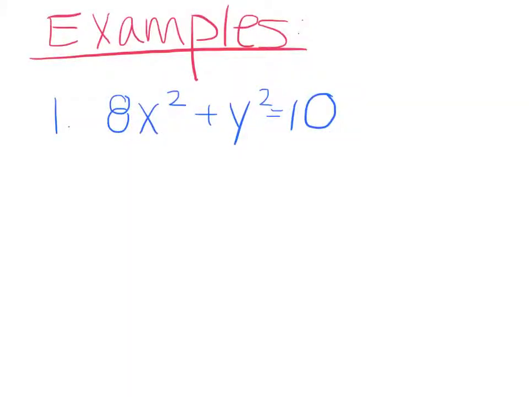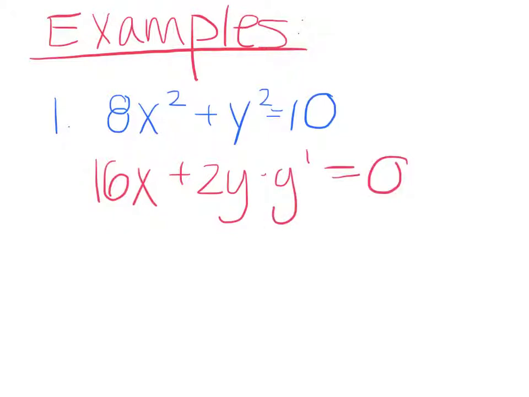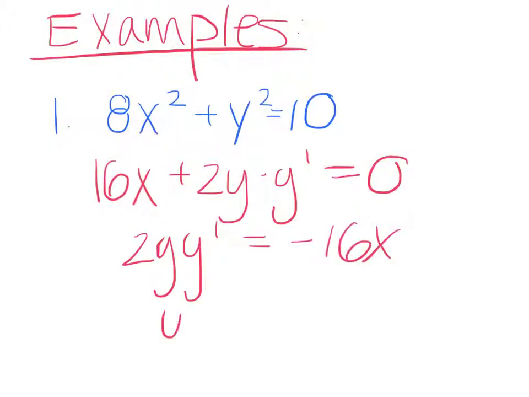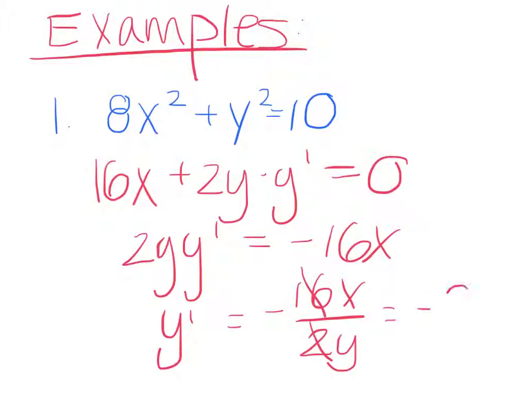Here's some more practice. To differentiate this, we must first differentiate each term, 16x. We don't need to find what is inside the x as we're not differentiating for x. So 16x plus 2y, remember the power rule, y prime, equals 0. We then move things around and find that 2y times y prime equals negative 16x, or y prime equals negative 16x over 2y. You could cancel these and write this as negative 8x over y.